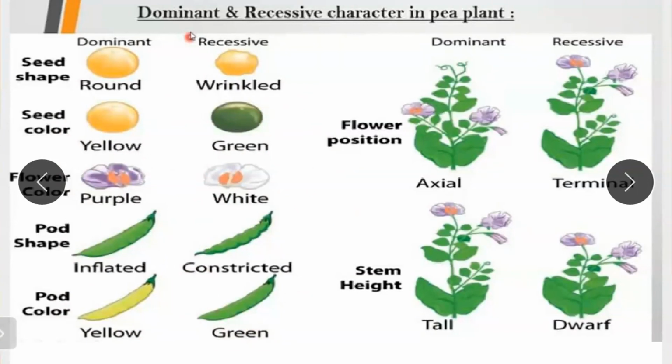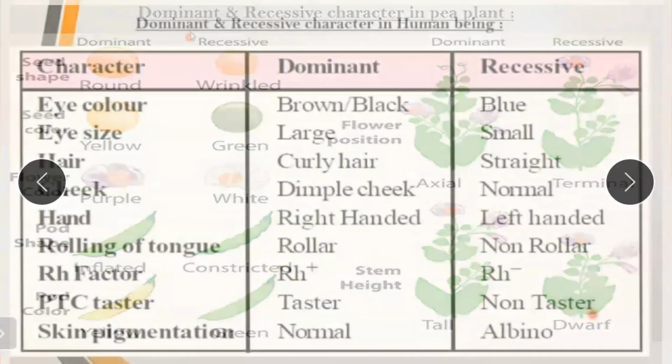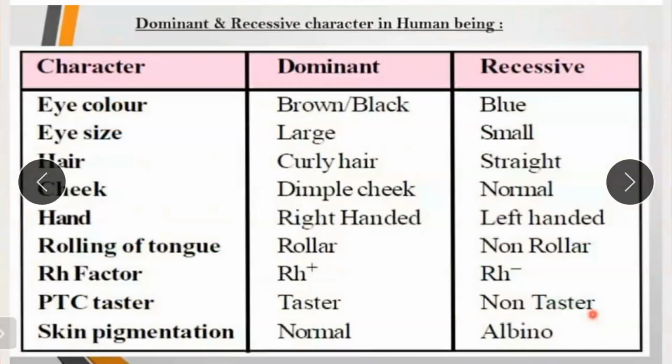What about the flower position? In dominant, the flower position is axial, and in recessive, it's terminal. What about the height of the stem? In dominant, the height of the stem is tall, and in recessive, the height of the plant is dwarf. So these are the researches which were done by Mendel, and he observed them in the pea plant.